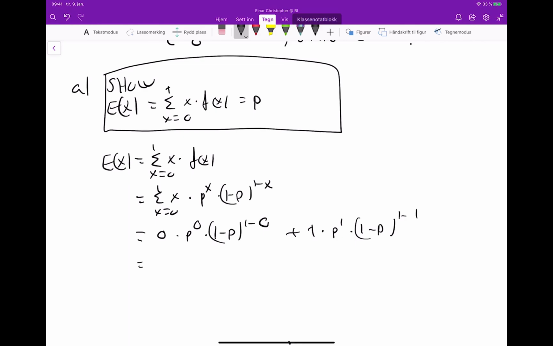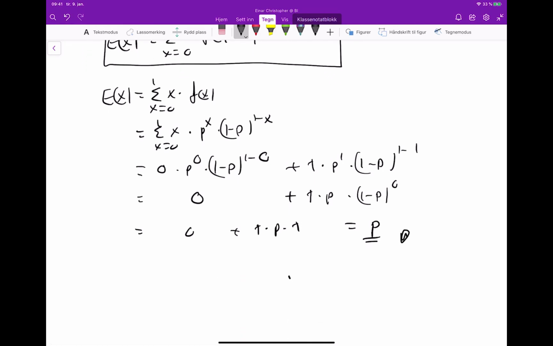And then something multiplied with 0 is 0, so all this is 0, plus 1 times p times 1 minus p in 0, but something in the power of 0 is typically just 1, so here it stands 1 times p times 1, and the answer is 0 plus p, which is p. And that's what we were asked to show. Then we can do b.